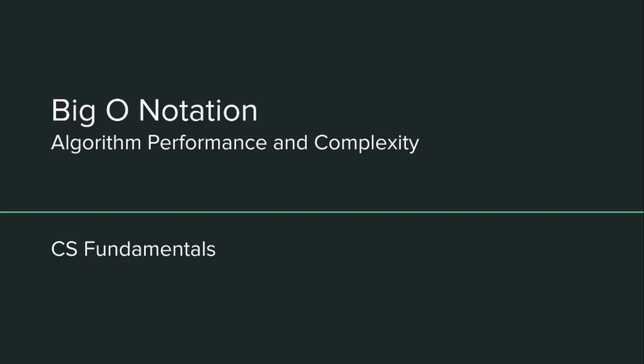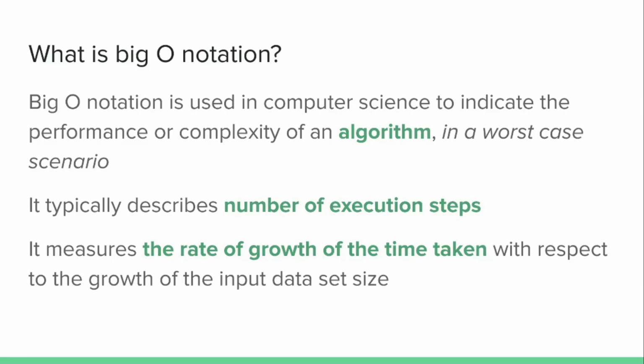In this lesson, we're going to talk about algorithm performance and complexity with Big O notation. Big O notation is used in mathematics and computer science. In computer science, it's used to indicate the performance or complexity of an algorithm in a worst case scenario. So we are talking about the use of some resource by an algorithm relative to the size of the data that this algorithm acts on.